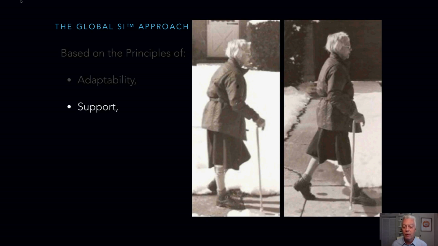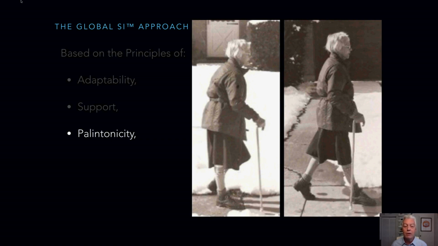The next principle is support. How can we help them to find more support through their structure? And we also need to understand how to help them find supportive relationships in their lives. That's as important as their structure.